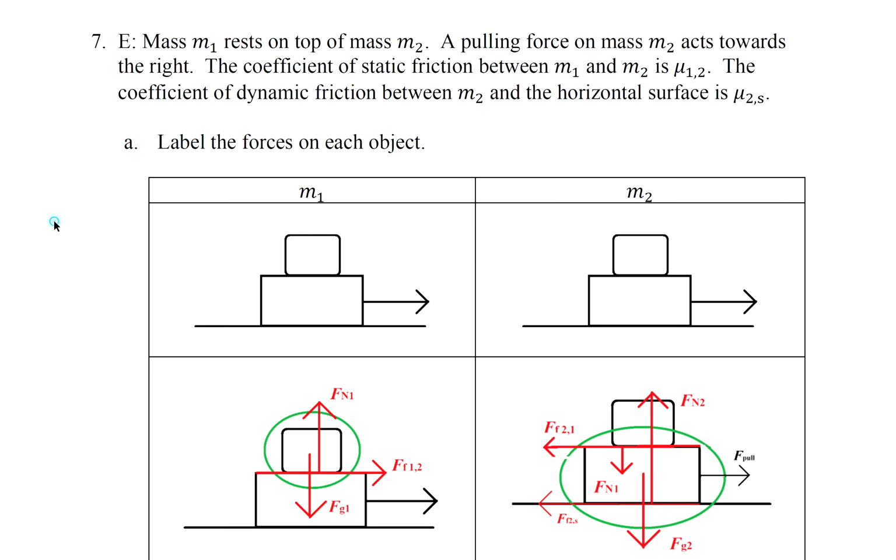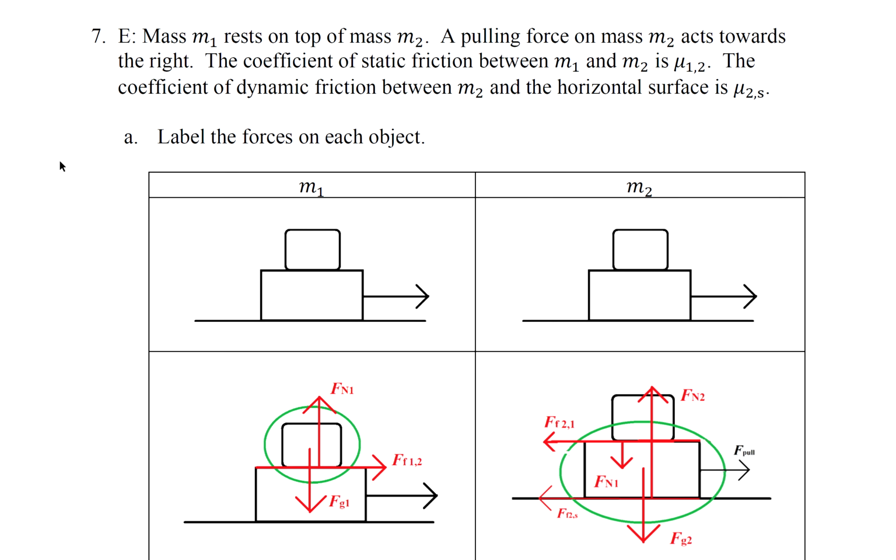Question 7. Mass M1 rests on top of mass M2. A pulling force on mass M2 acts towards the right. The coefficient of static friction between M1 and M2 is mu12. The coefficient of dynamic friction between M2 and the horizontal surface is mu2, comma s. S means surface. Mass 2 and the surface.